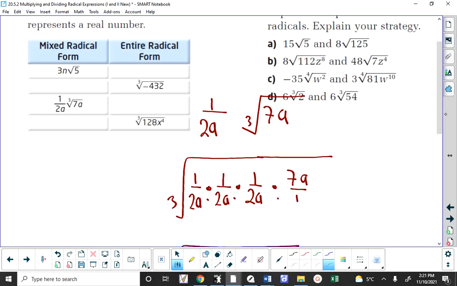Yes. So you might think there's no restriction here, but there is a restriction in this one. The restriction is a cannot be 0. And the reason a cannot be 0 has nothing to do with the cube root. It has to do with the fact that we're dividing by a. And you cannot divide by 0.